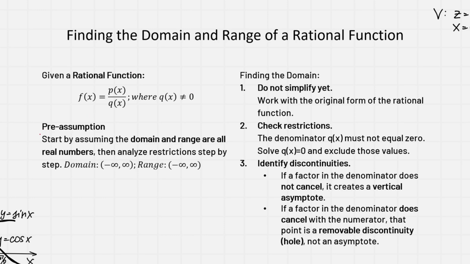So we have this pre-assumption. Let's assume that the domain and range are all real numbers, and then apply the restriction. To find the domain, first, do not simplify your given function. Then check for the restriction. Again, the restriction of a rational function is that the denominator should not be equal to 0. Focus on the denominator, apply the constraint, then solve the inequality.